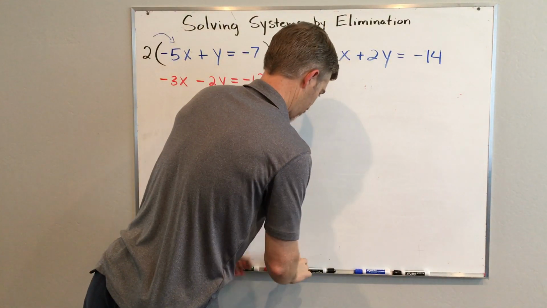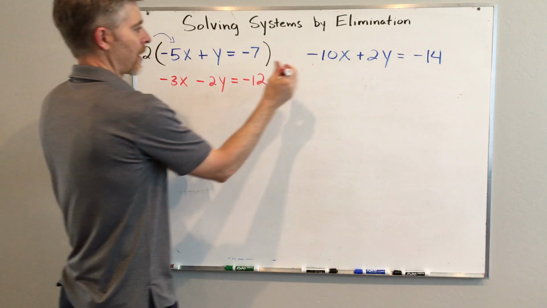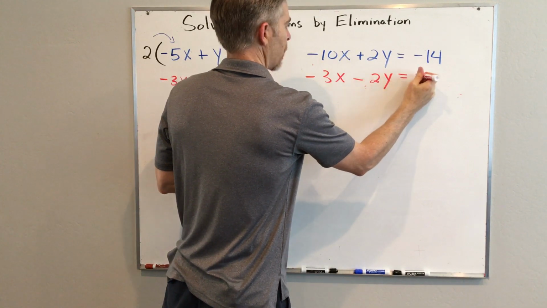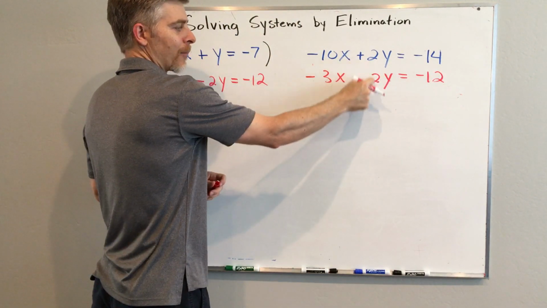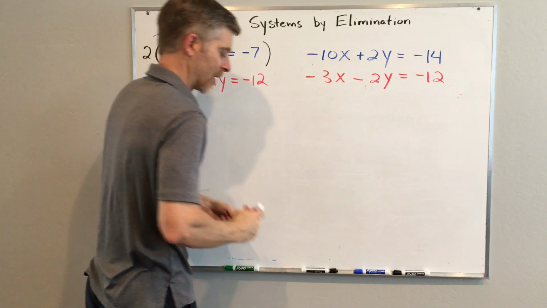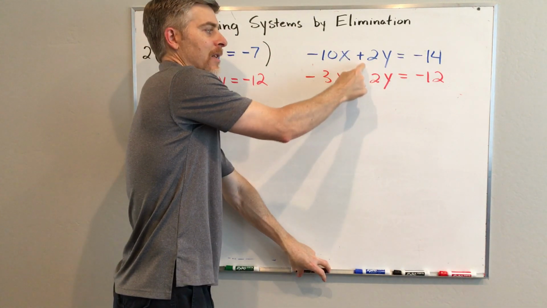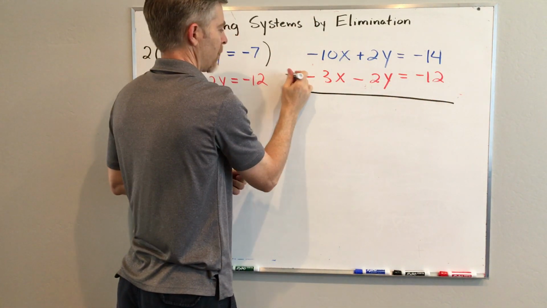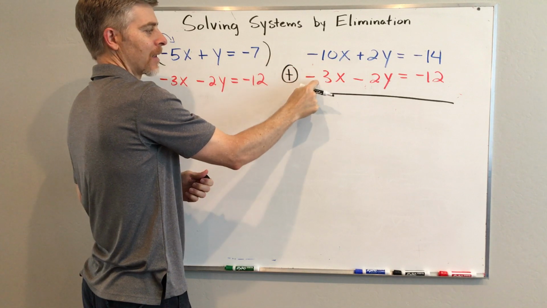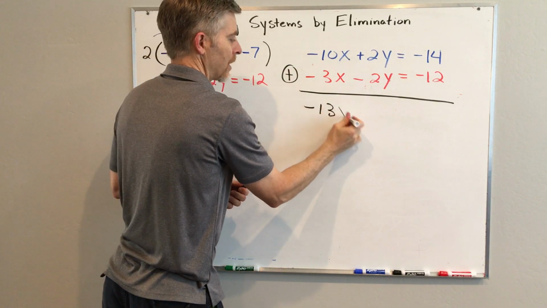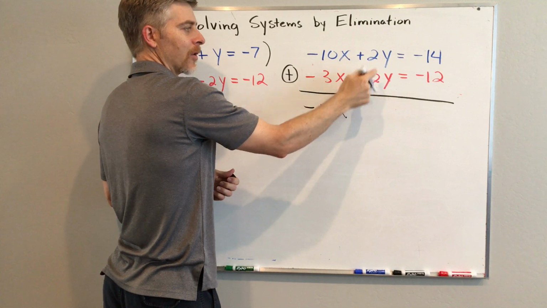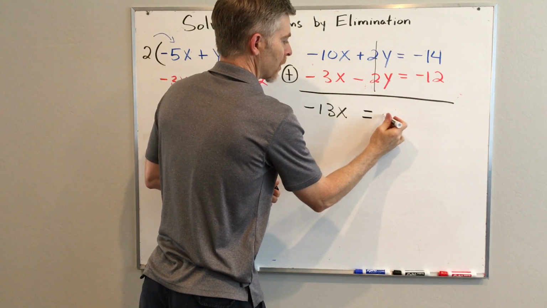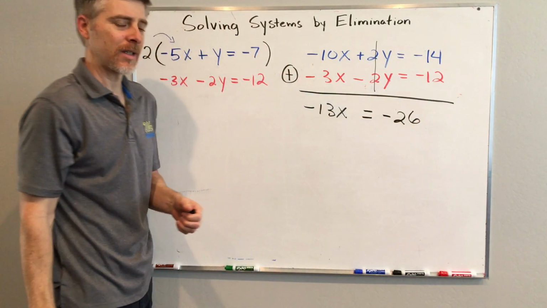Okay. Rewrite the second equation underneath. Negative 3x minus 2y equals negative 12. Now I've got a match, and they're opposite signs. One's positive, one's negative. So when I add them together, they'll cancel. So I'm going to add these two equations together. Negative 10x and negative 3x is negative 13x. 2y and negative 2y cancels. Negative 14 and negative 12 equals negative 26.